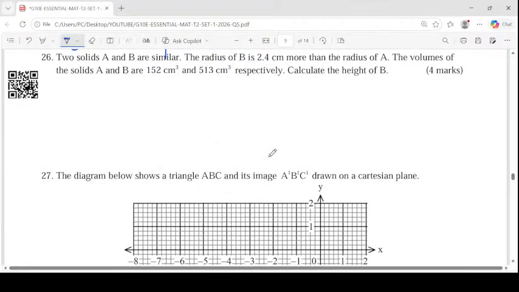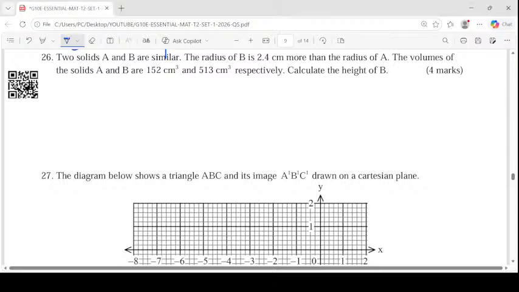Let us look at 26. We are progressing very, very well and nothing to doubt.